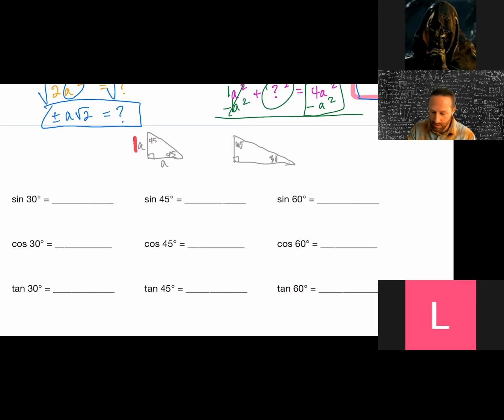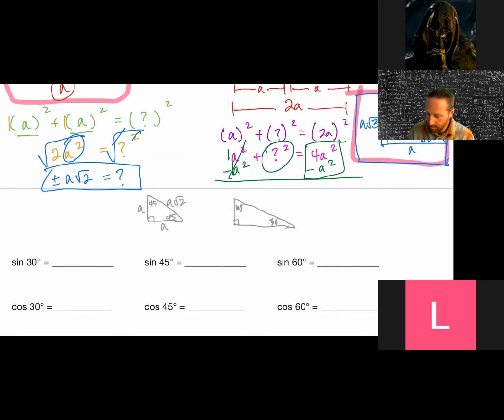So since this is 1a and this is 1a, we know that this has to be bigger than 1 times our a. And what did we just find it was? How much bigger? A square root 2. Very good, Luis. It's root 2 times as big. How can you remember one has the root 2 in it and one has the root 3 in it? Root 2 is with the one that has the two angles that are the same. Root 3 has the 30 in it. The 3.